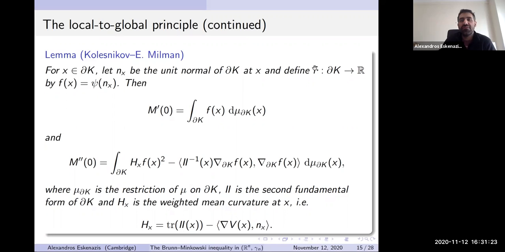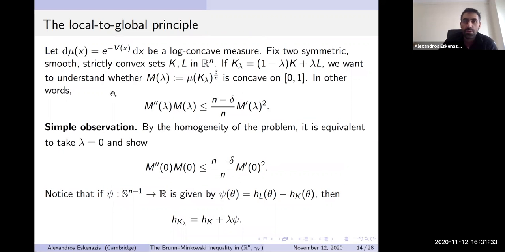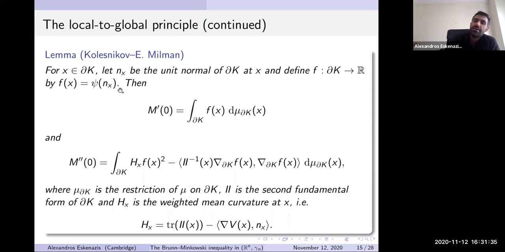And I'm going to define the function f on the boundary to be f of x is the function psi, which was defined on the sphere. It's the difference of support functions at the unit normal. Then it's not very hard to see that the derivative at 0 is the integral on the boundary of this function f with respect to the restriction of mu on the boundary.